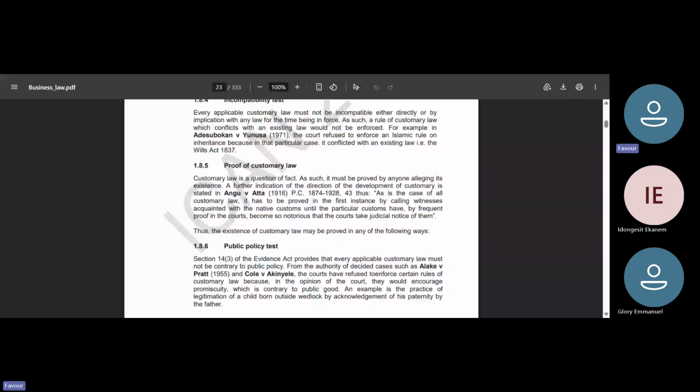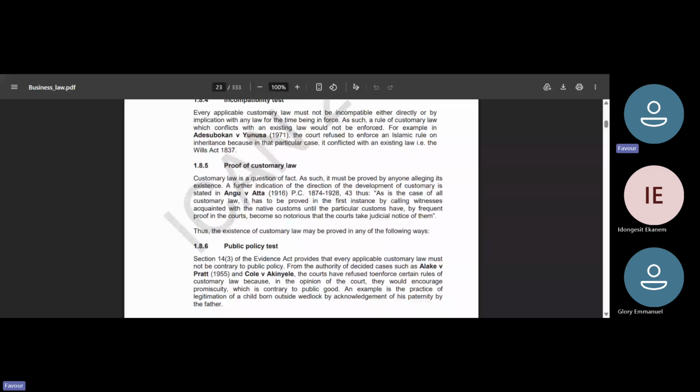That is being played out in Angu versus Atta, 1916, where it was said that, as in the case of all customary law, it has to be proved in the first instance by calling witnesses acquainted with the native custom, until the particular custom has, by frequent proof in the court, become so notorious. So it's not just like saying, oh yes, in our ethnic group, this is what is obtainable. There have to be witnesses, a series of witnesses acquainted with the native custom, who can come before the law courts and serve as evidence that this law is actually in existence.